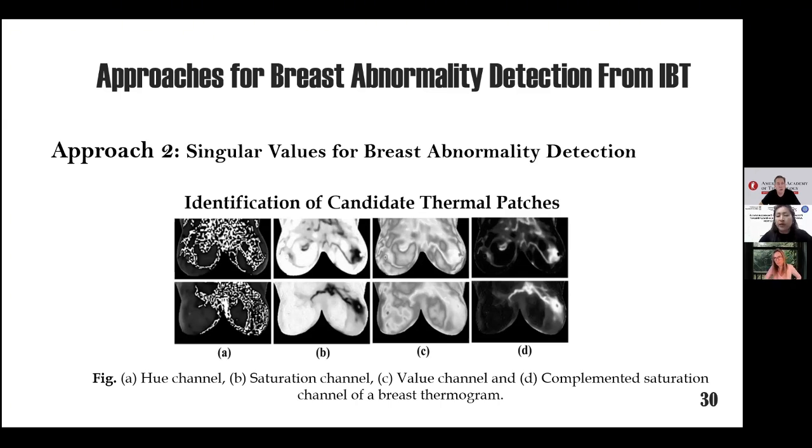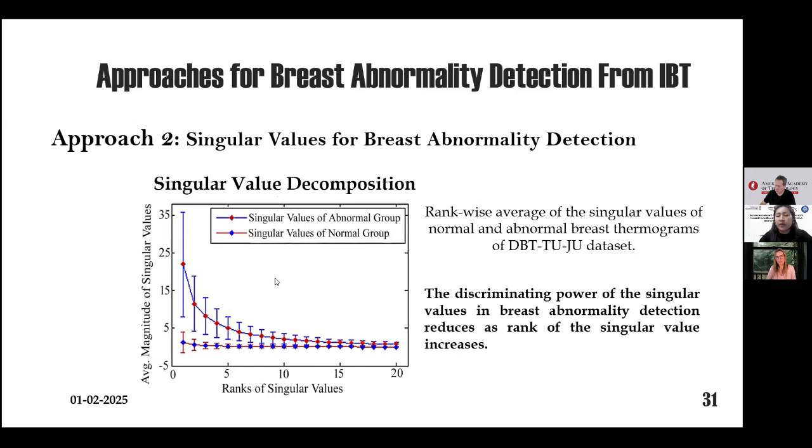We obtain the complemented saturation channel because we have applied the singular value decomposition. After applying the singular value decomposition, you can see the magnitude of the singular values of the abnormal thermograms is very high compared to the magnitude of the singular values in normal thermograms. But this discriminative power gradually decreases as the rank of the singular value increases. You can see the ranks are 0, 5, 10, 15, 20.